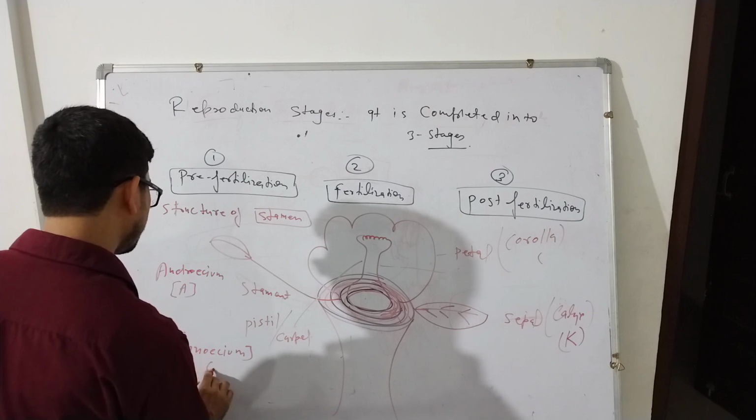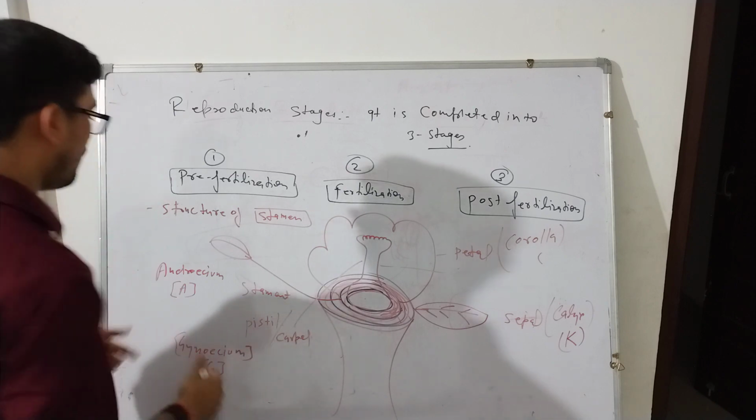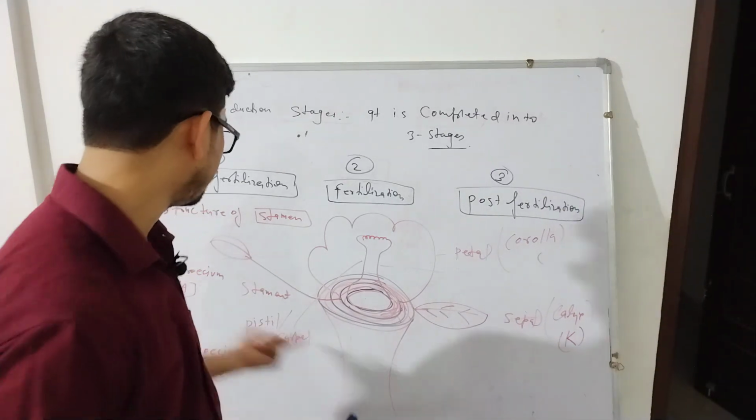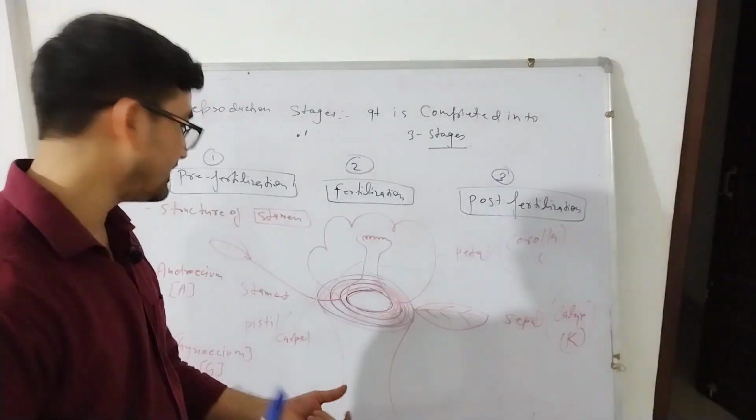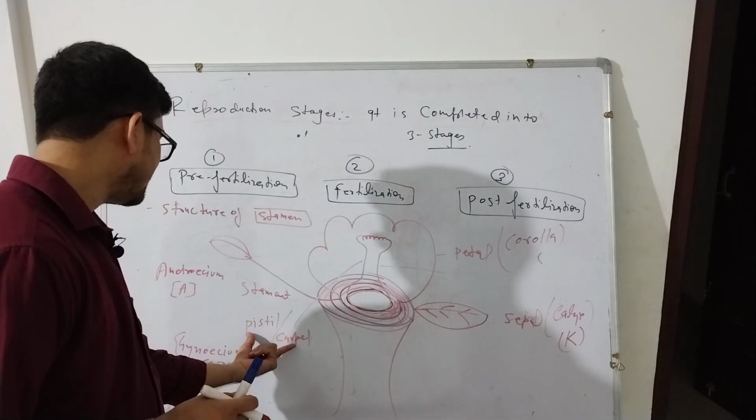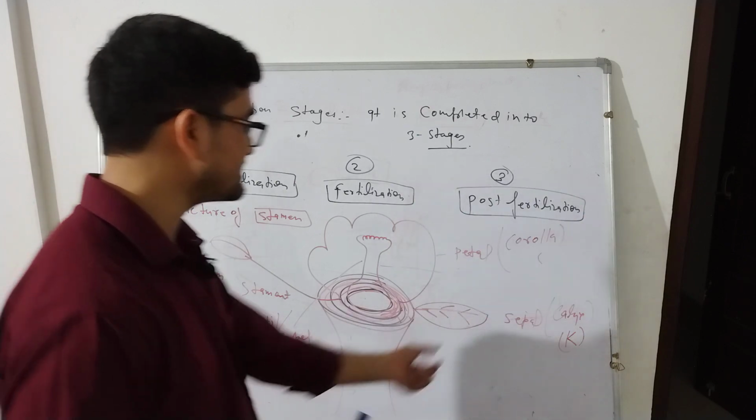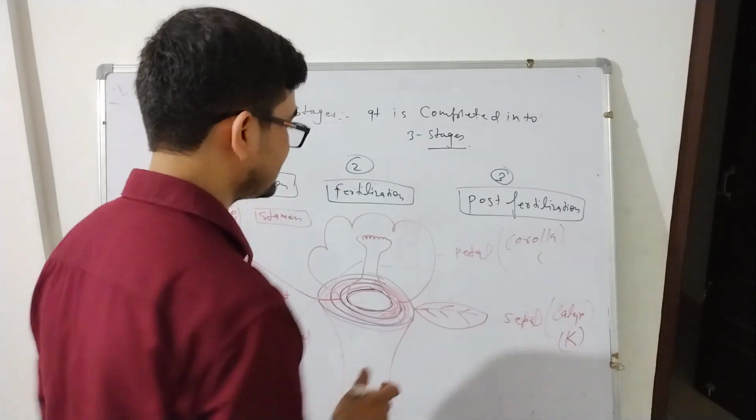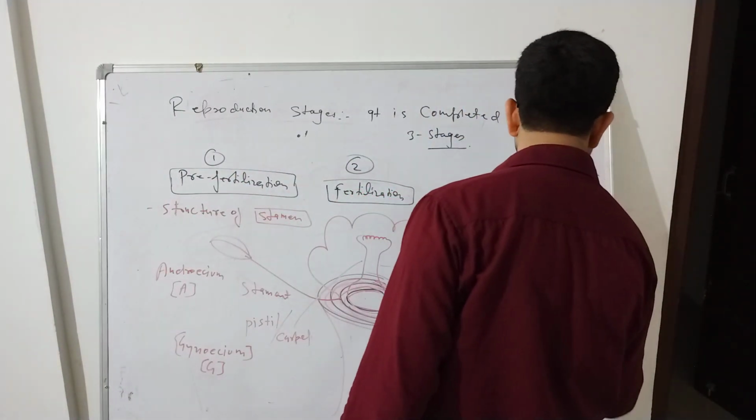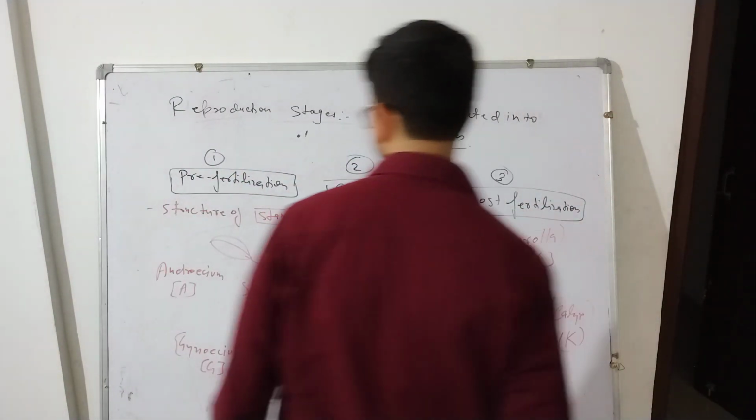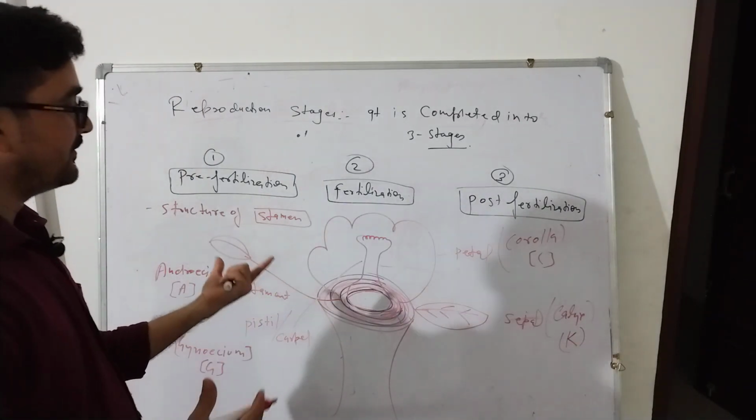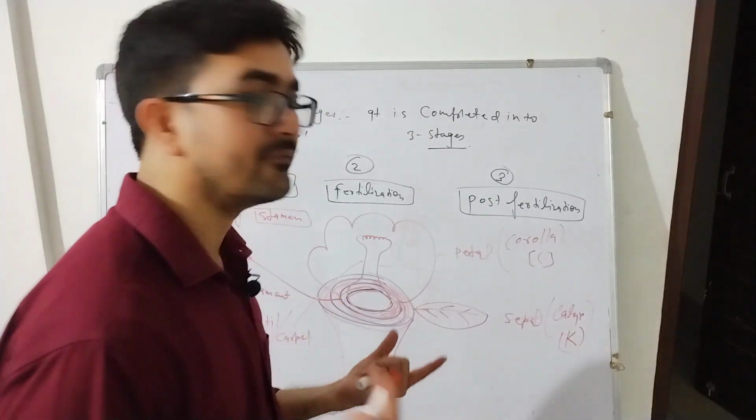So gynecium is represented by capital G. What do we mean by stamen? The whorl of stamens is the androecium, the whorl of pistils or carpels is the gynecium, the whorl of sepals is the calyx, and the whorl of petals is the corolla. And these are the symbols: corolla, capital C; calyx, capital K; gynecium, G; and androecium, A. So this is the diagram of a complete flower.